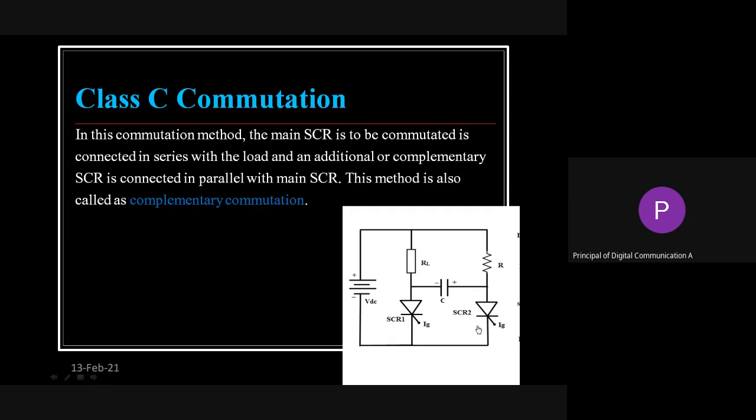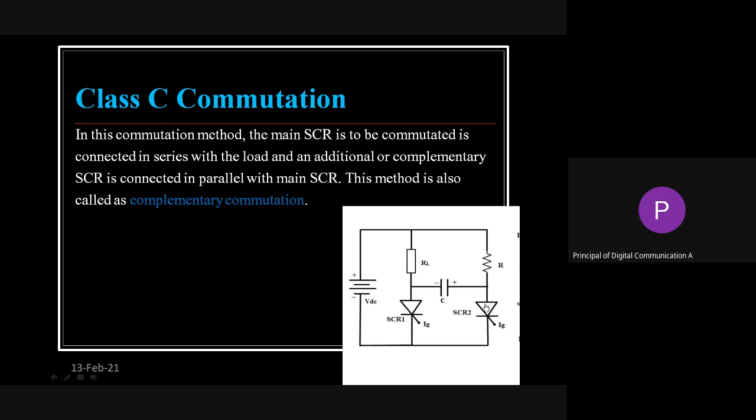SCR1 ऑफ झाला तरी दोन लूप्स मधून करंट फ्लो होत आहे. So due to that, what is happening? The capacitor once again reverses the polarity and charges towards the negative supply. And once it starts to charge towards the negative supply, that reverse voltage comes across SCR2. That reverse voltage or reverse current is going to appear for this SCR2.